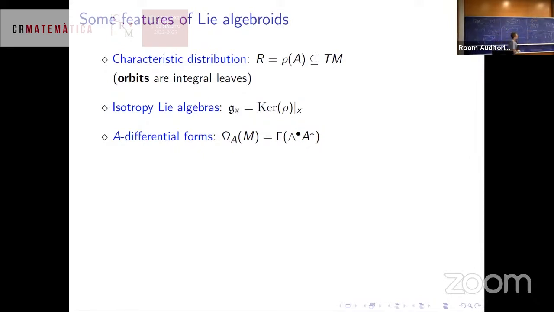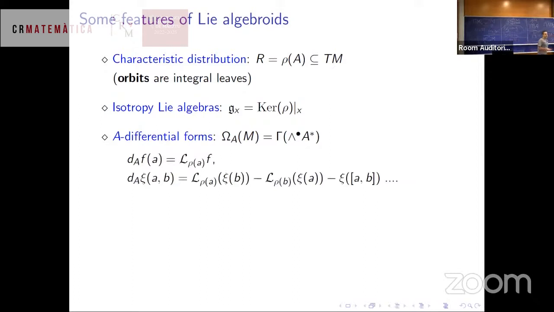And on these A-differential forms, you can define a differential exactly like you do for the differential on ordinary forms: you take these formulas that define the de Rham differential in terms of the Lie bracket. Because we have a Lie bracket on sections here, the same formulas will work. These define a differential and turn A-forms into a complex, and you can talk about the cohomology of that complex and recover a bunch of cohomologies in all these examples. And you can talk about A-symplectic forms.